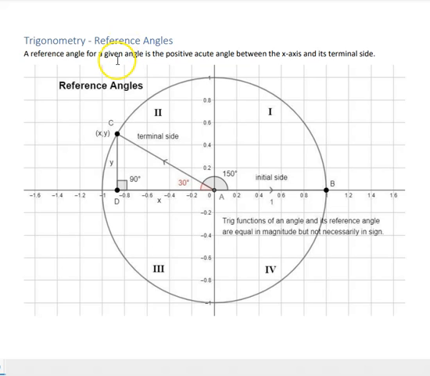A reference angle for a given angle is the positive acute angle between the x-axis and its terminal side. Here's an example. We have a 150-degree angle here. It's obtuse. Its terminal side is in quadrant 2.